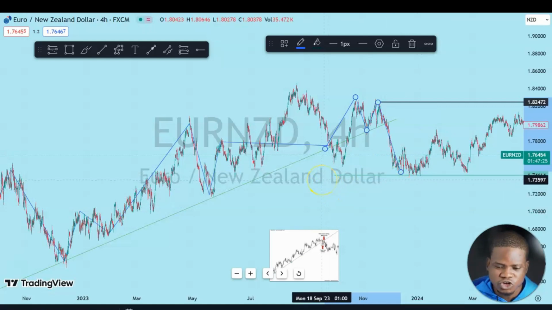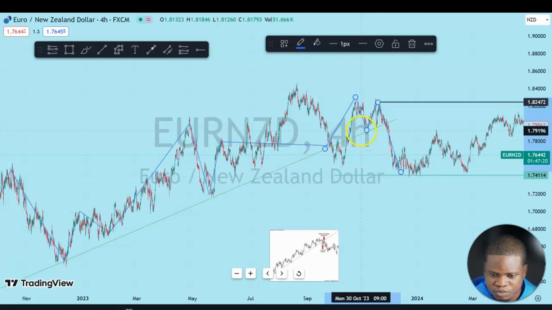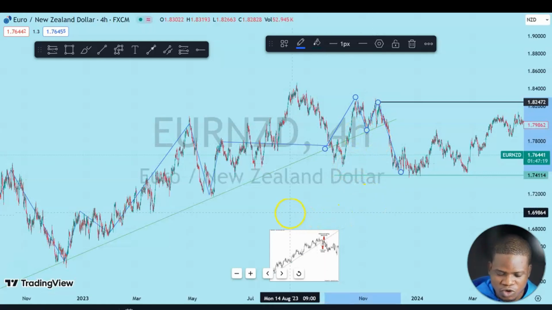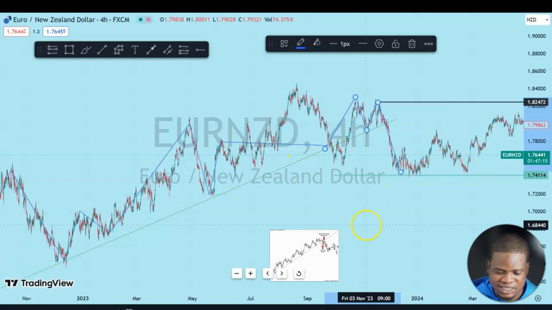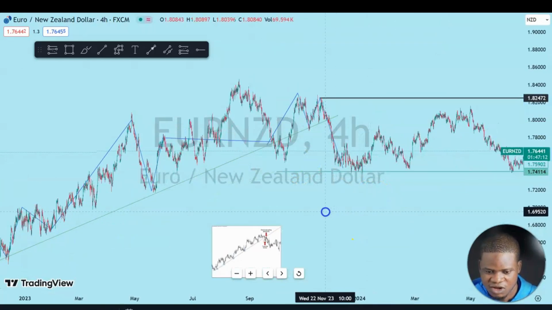So don't just enter the market at the trend line and say, okay, it's now at the trend line, I'm going to buy or I'm going to sell immediately. No, you have to combine the trend line with some other confluences and other price action factors that you have to look at in the chart.